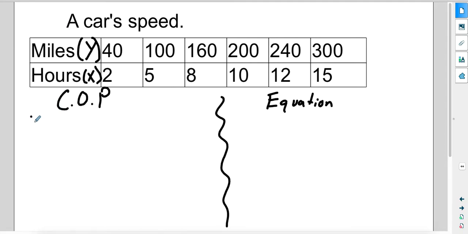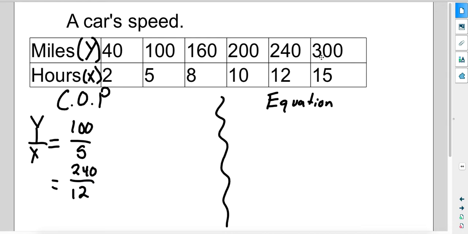So I'm going to be using my equation of y over x to find my COP. In this case, I can use any of these pairs. I can use, for example, 100 divided by 5, or I could even use 240 divided by 12. If this table is truly proportional, it doesn't matter which one of these rates I use, but no matter what we do, we're going to see that we have a COP of 20. So this will be my COP no matter what pairs I choose to divide by. So if you're just looking for COP, that would be my COP.